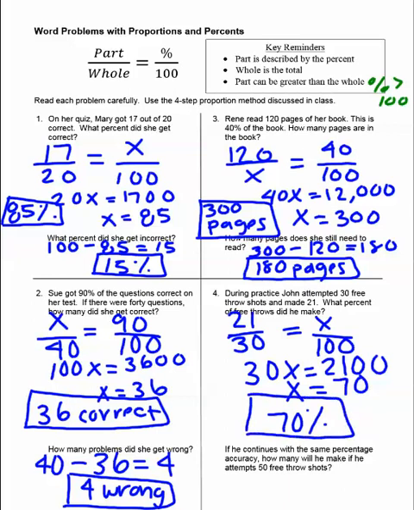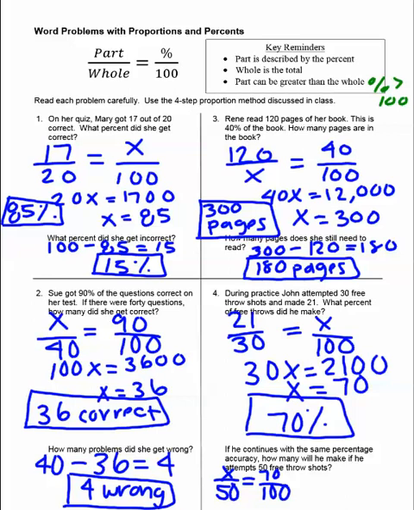Now, the next question asks, if he continues with the same percentage accuracy, how many will he make if he attempts 50 free throw shots? Now here we're going to need another proportion to solve this. So we know that we're trying to figure out how many out of 50 he will make, and we know his percentage rate is 70. So 70 over 100. So when we set up this proportion, now we can solve.